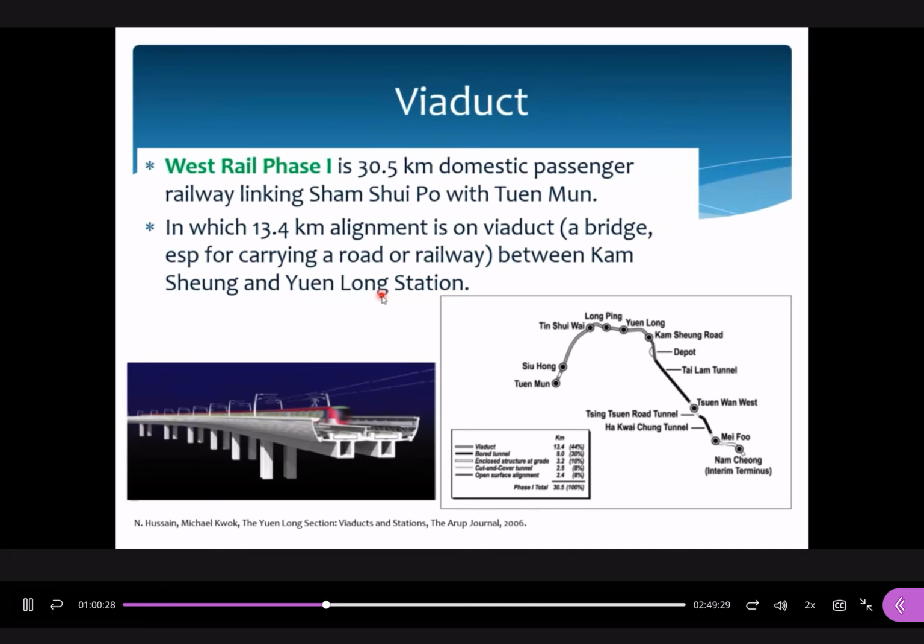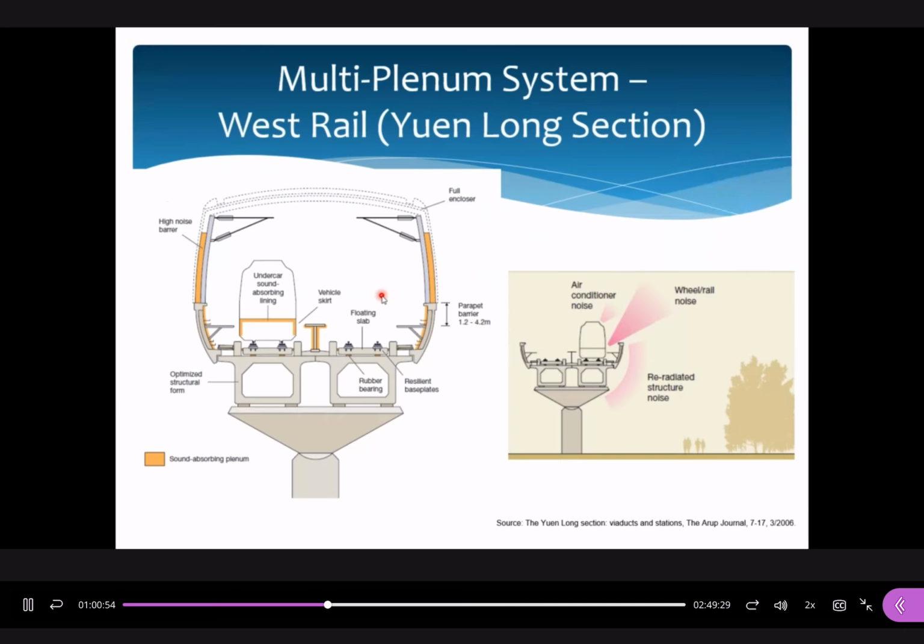Okay, now for bridge structures that carry train vehicles, this is a real case in Hong Kong. The West Rail Phase 1 is about 30.5 kilometers, in which 13.4 kilometers of alignment is on viaducts. As I told you before, one of the noise sources is bridge noise. In order to reduce the noise effects on the viaduct, they make use of two approaches, one for airborne noise and one for structure-borne noise.